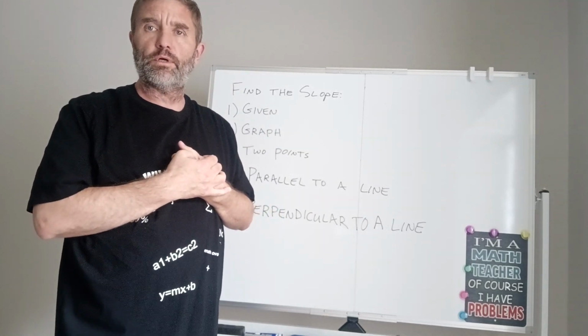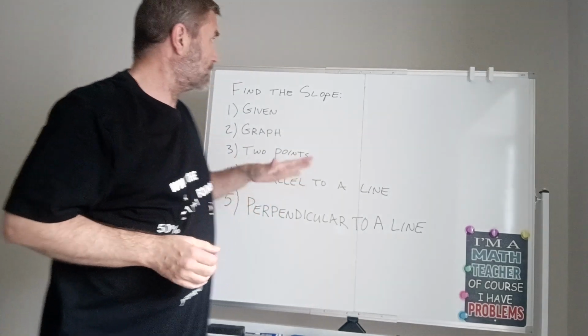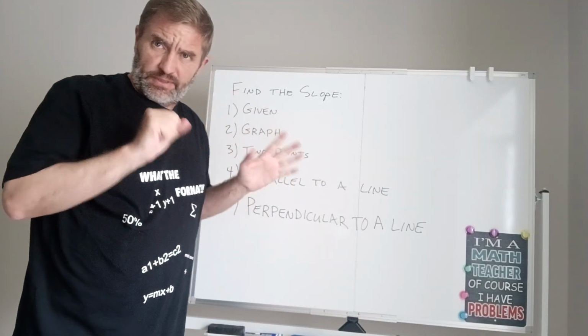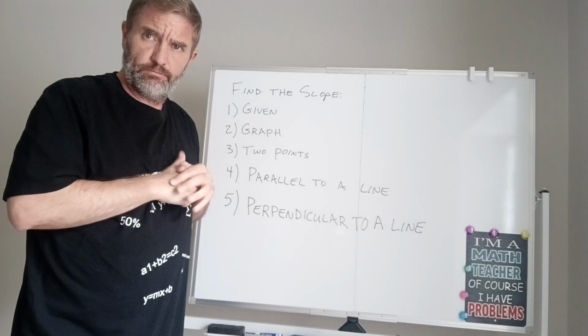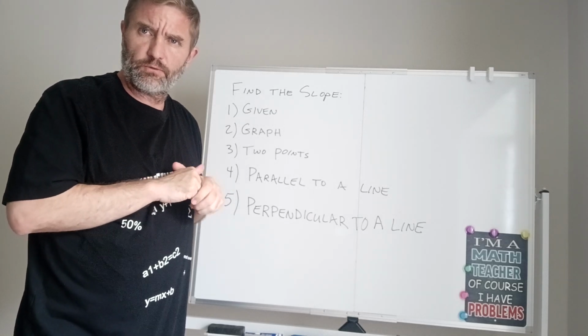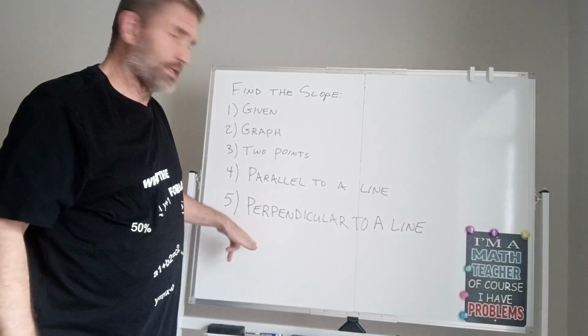Today we're going to go over real briefly the 5 ways to find the slope. There's actually 6, but the 6th way is for calculus. When we get to a point where we have enough algebra videos on here, I'll start throwing some calculus videos on here and we'll go over that 6th way.